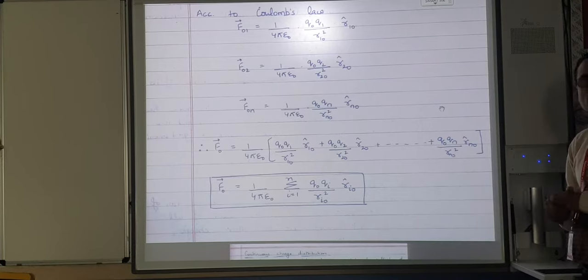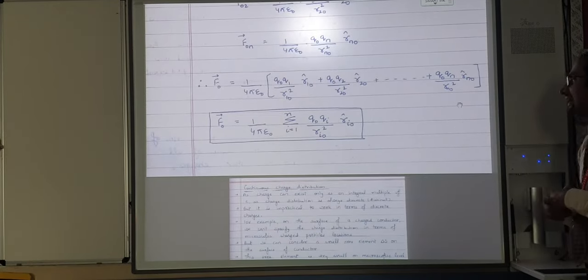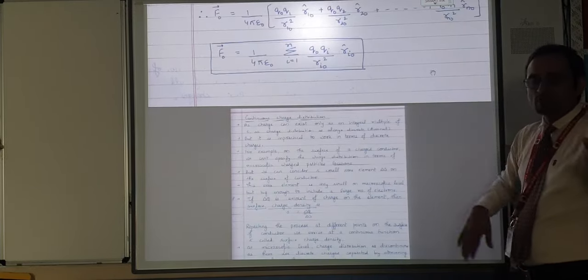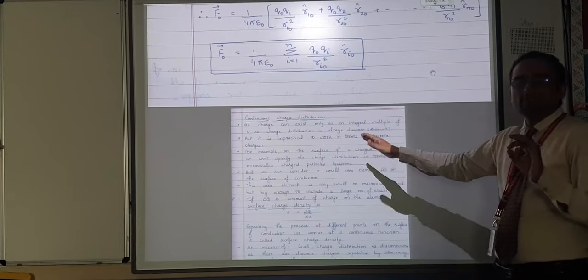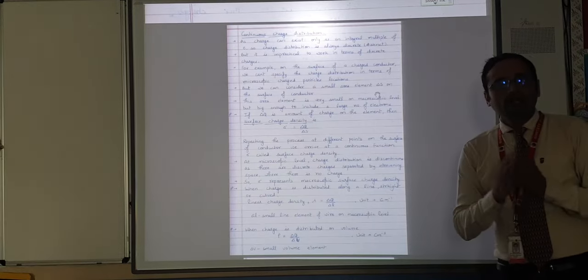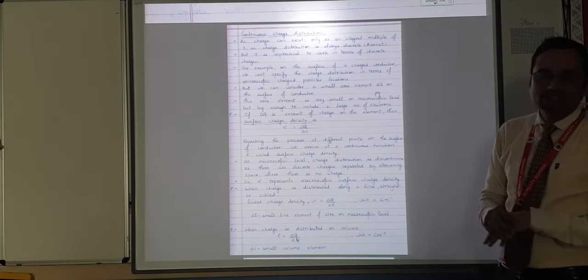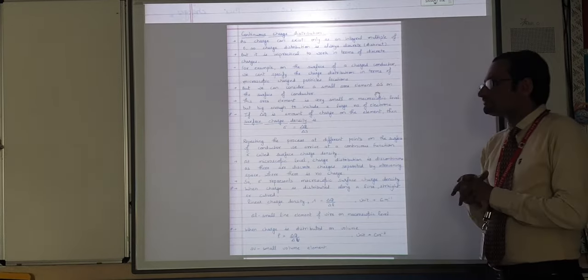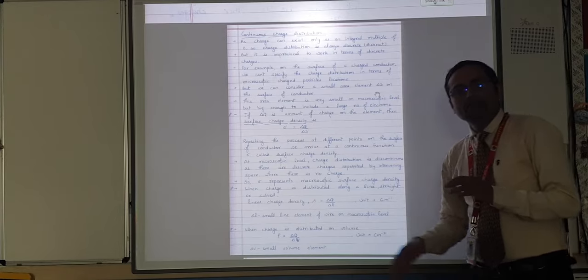Or you can use summation also. So 1 by 4 pi epsilon naught goes out, summation of i equal to 1 to n, Q0 Qi upon R i0 square, R i0 unit vector. Now, this continuous distribution of charge, no need to worry about that. There are only three things from this which you need to understand. If you wish to read, the notes are there with you. You can read it. Then I will tell you the important part which you need to understand. In the meantime, let me tell you.